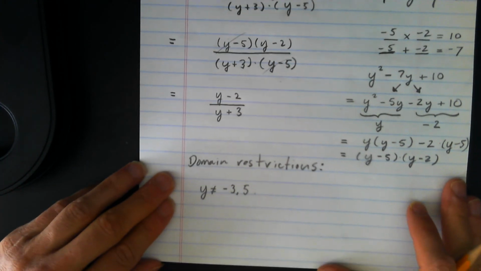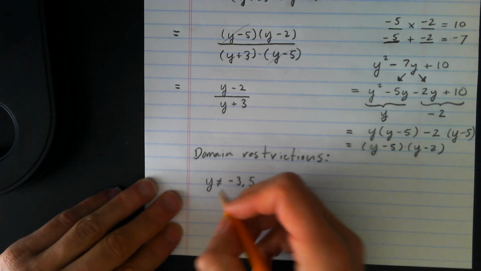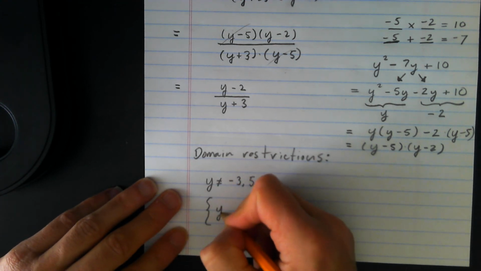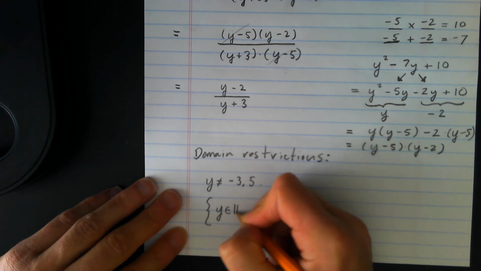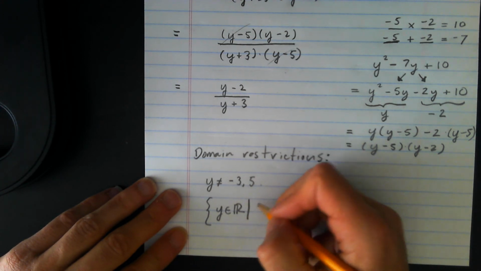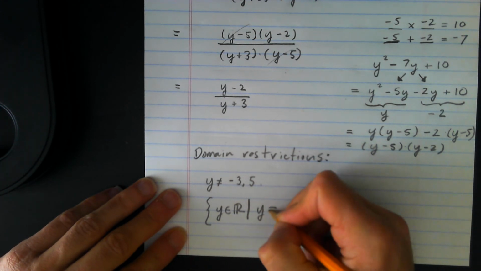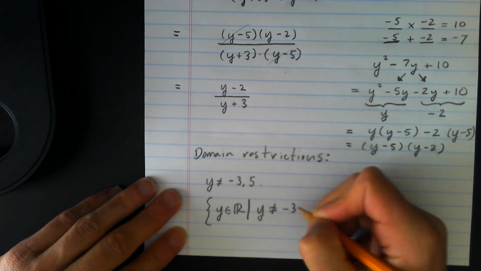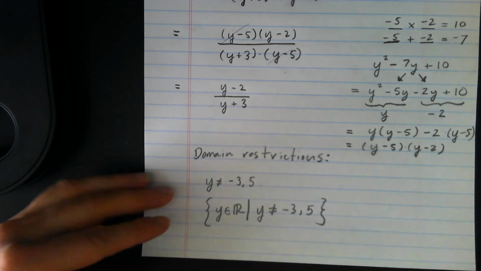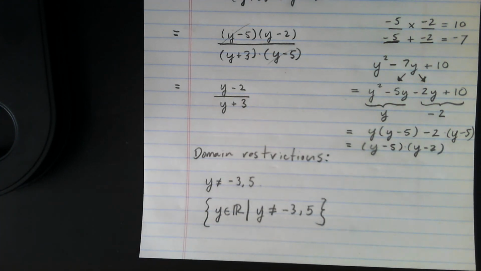And maybe just as a reminder, how do I write this in set notation? Well, I'm going to use the set of all y that are real numbers such that, that's how we read that line, such that y is not equal to minus 3 or 5. Good. Okay, well, we'll call that a wrap on this chapter of the unit, and then we'll move on to rational equations next.